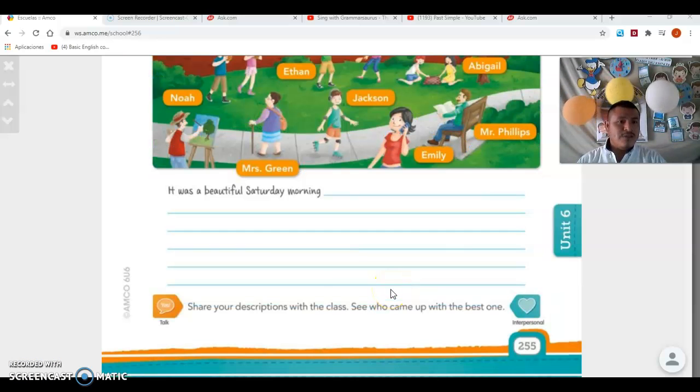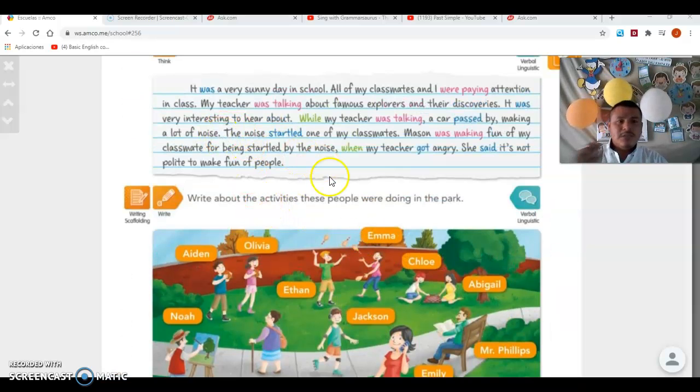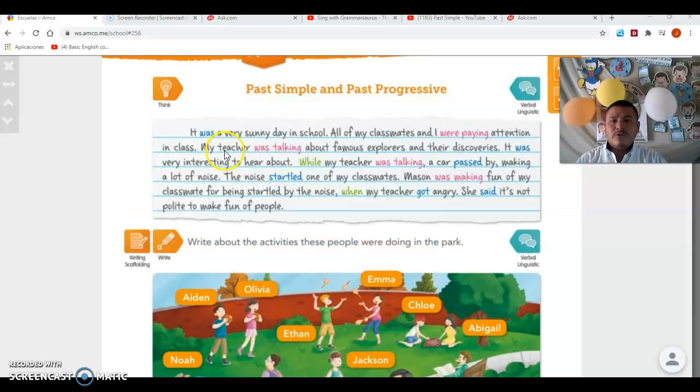Okay, guys, so remember, this is on page 255 in your English book. So we're going to read this together, and please read it, you need to read it too. If you see right here, we have past simple and past progressive sentences, and we need to practice them. We need to read them, okay? Let's read it together. It says, it was a very sunny day in school. All of my classmates and I were paying attention in class. My teacher was talking about famous explorers and their discoveries. It was very interesting to hear about.